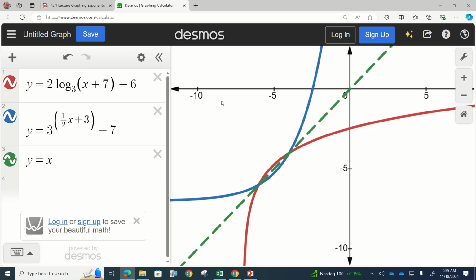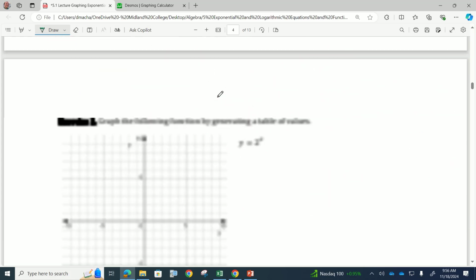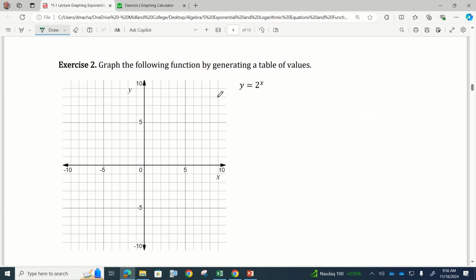If you get curves that don't look like that, then you've got to go back and find your mistake before you move on. So here we go. If I want to graph this function by making a table of values, I would set it up like this and maybe choose some values for x.